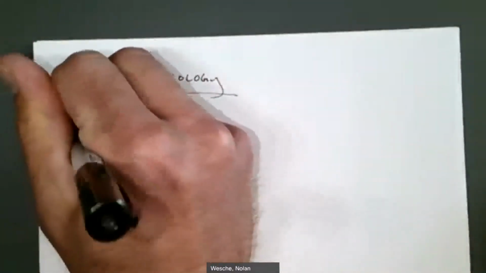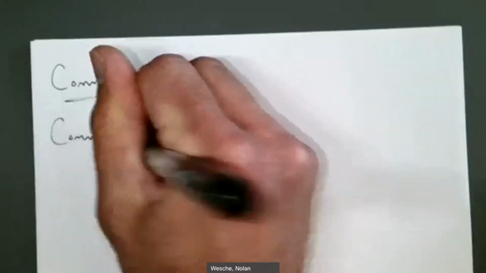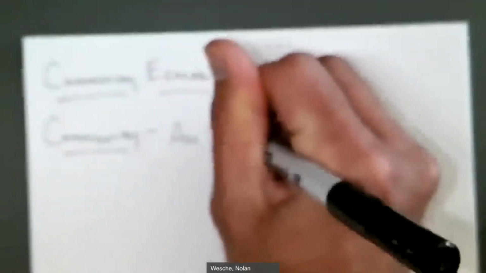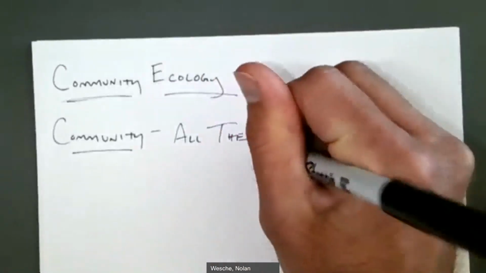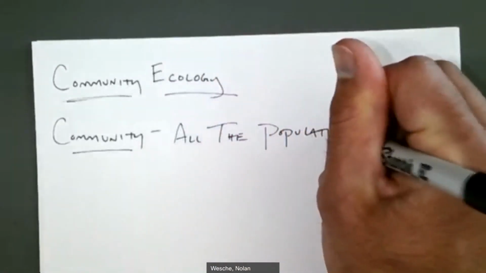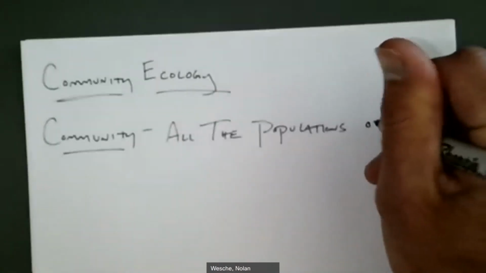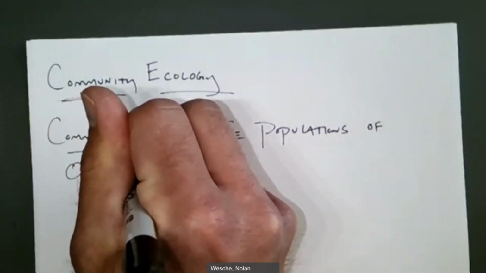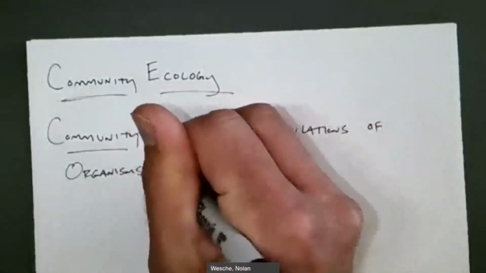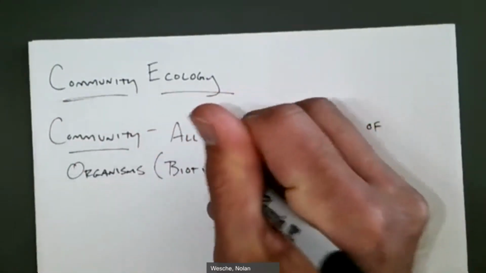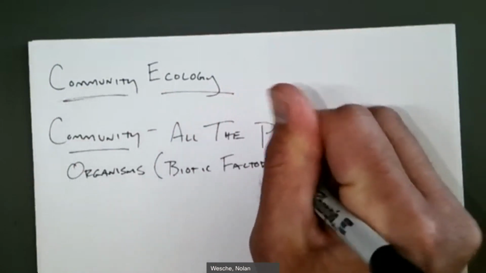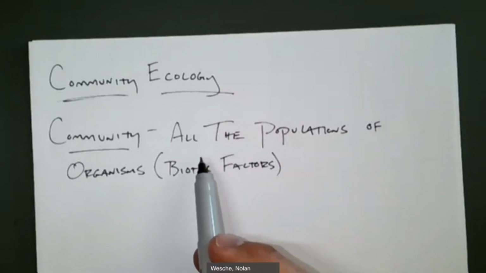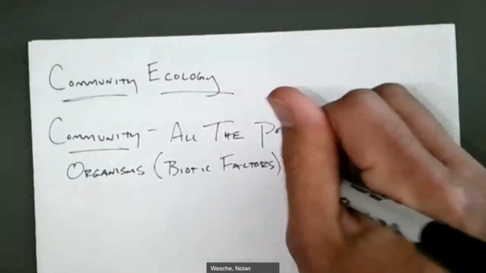So we'll get you a definition for this here. So community is going to be all the populations of organisms which essentially are what we call biotic factors. Abiotic factors would be the non-living things. So we're looking at just the living parts of a place, right? All the living populations in a certain area.